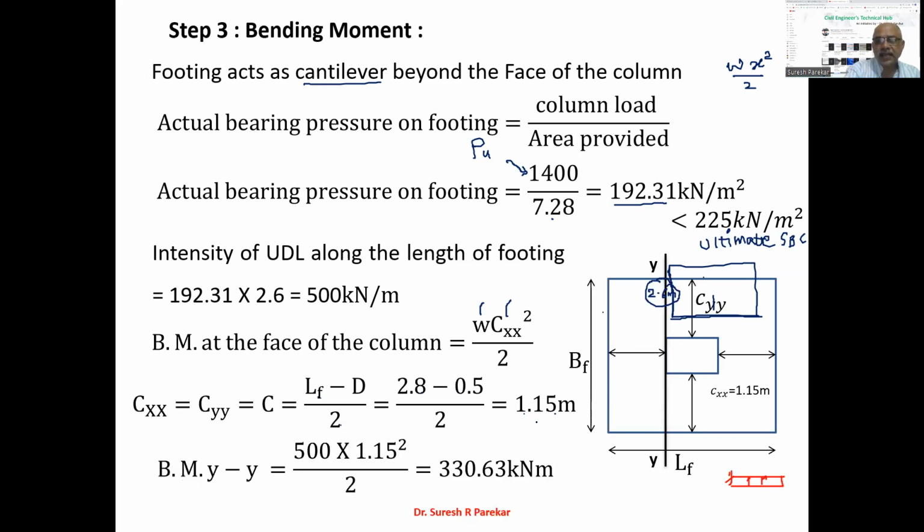Now you can see this. From this we will find bending moment along YY direction, because when I have this UDL along the length, this will give me bending moment along Y direction. So we have this as 500 into 1.15 square by 2, because after multiplying it by width, we will get UDL along the length. And now along the length it gives bending moment in Y direction, and we will get this value 330.63 kilonewton meter.